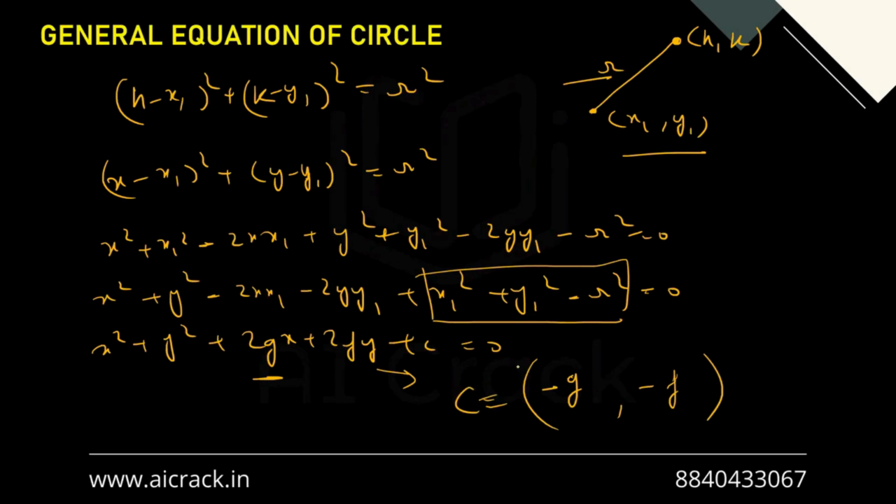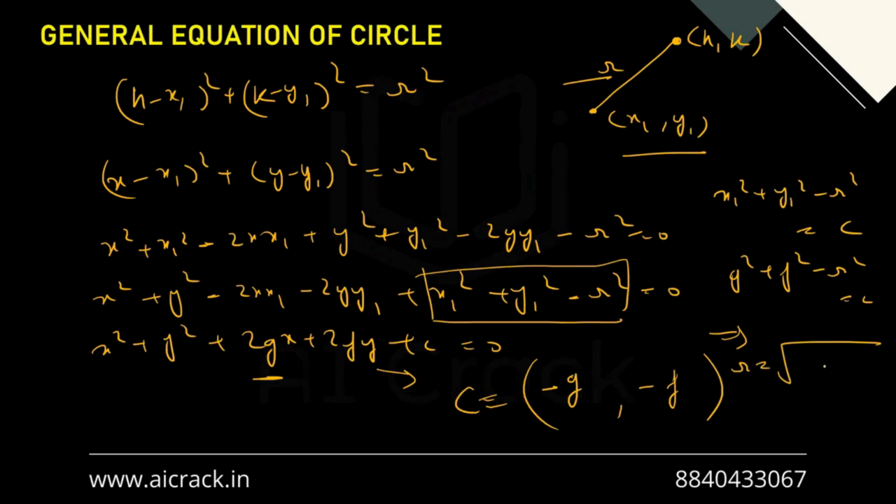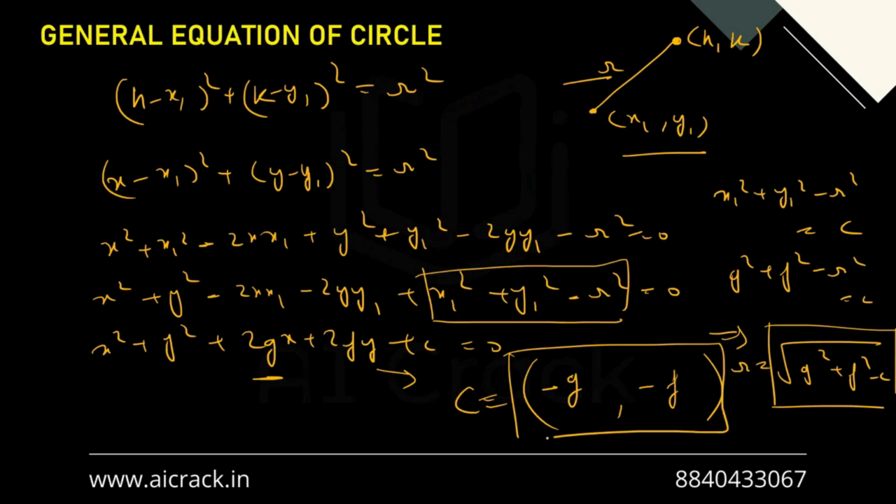Now if you want to find the radius, this equals this constant. So x1 square plus y1 square minus r square equals c. Now we can replace x1 with minus g and y1 with minus f. So that gives me g square plus f square minus r square equals c. So this gives me r equals under root g square plus f square minus c. So these two formulas you have to remember for every circle.